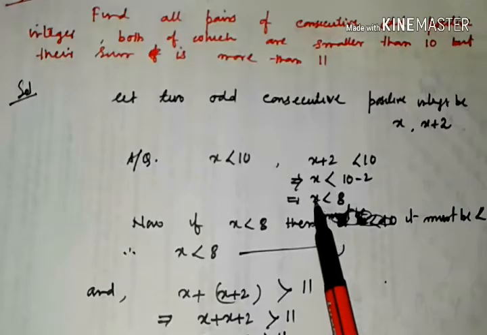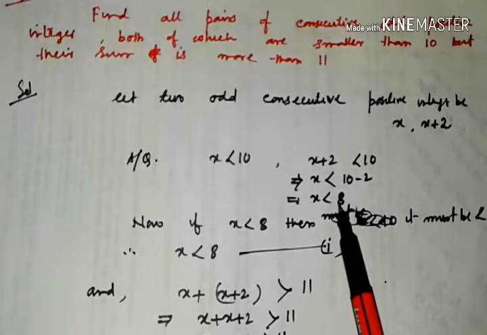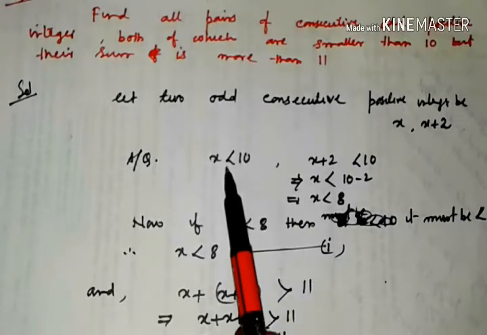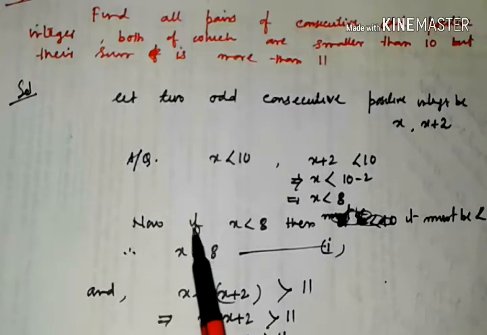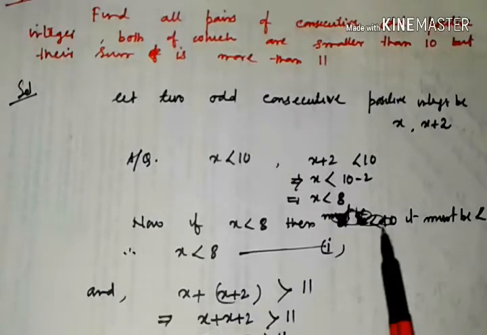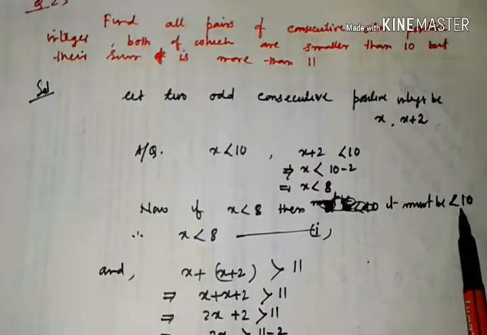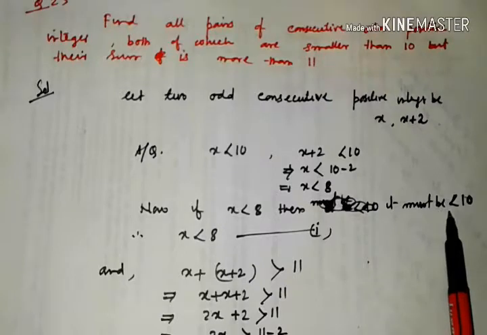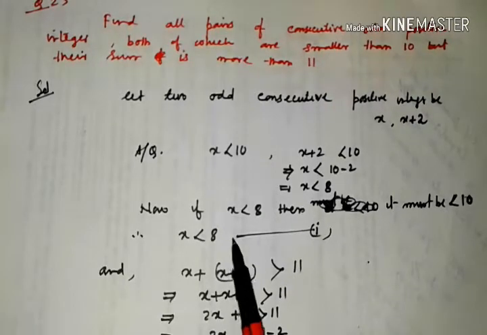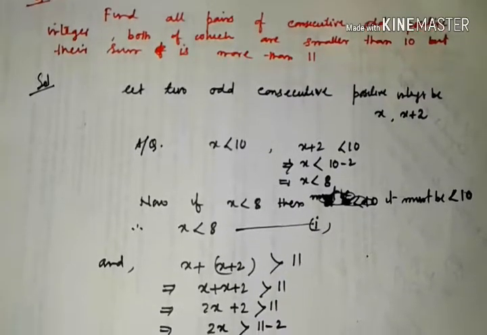From here, we get x less than 8. But the other condition is x less than 10. If x is less than 8, then it must be less than 10. So we can write only x less than 8. This is the first condition.